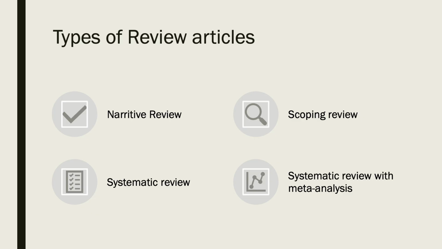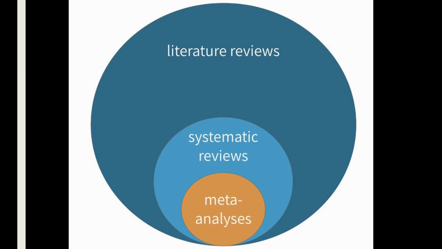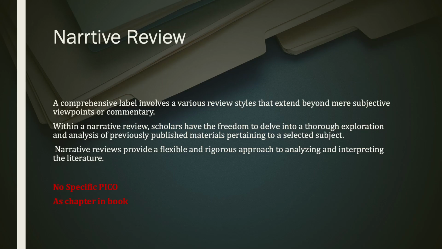Types of article, as we mentioned: narrative review, which is another name for literature review; scoping review; and the systematic review plus the meta-analysis. Here the literature review, as you see, is huge and very wide. Systematic review is narrower, and meta-analysis even narrower. Narrative review is a comprehensive label that involves various review styles that extend beyond a more subjective viewpoint or commentary.